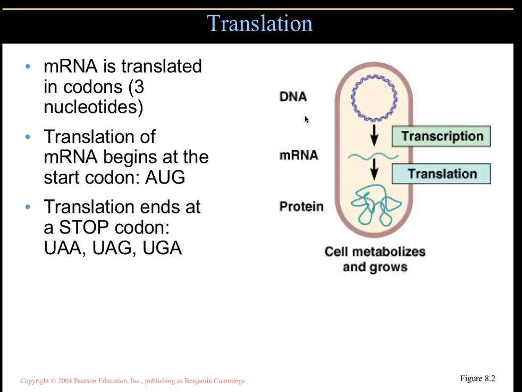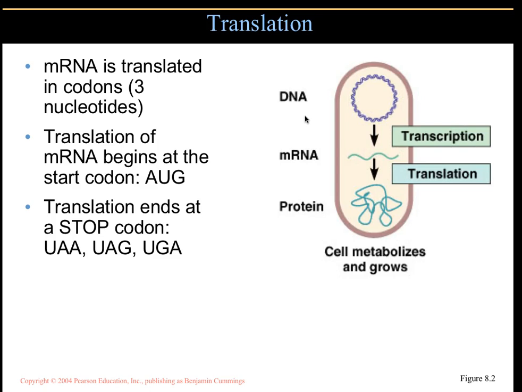We realize that it's read like a sentence, but the sentences are composed of words that are only 3 letters or 3 nucleotides long. So it would be like see cat run. And the sentence would be like a protein and the individual words would be the amino acids. So a messenger RNA is translated in codons, 3 nucleotides. Translation of the messenger RNA begins at a start codon.